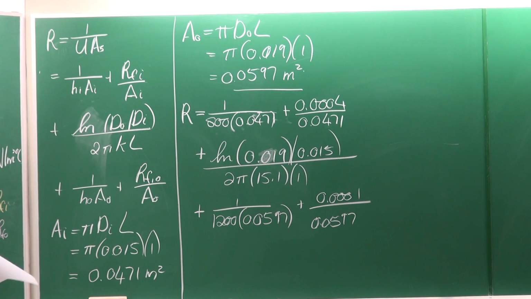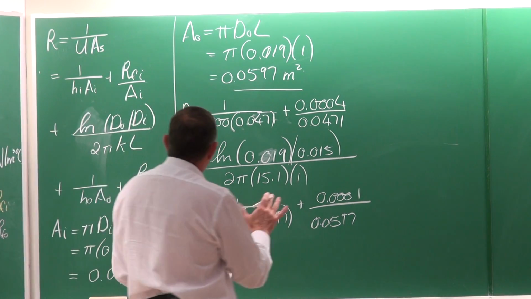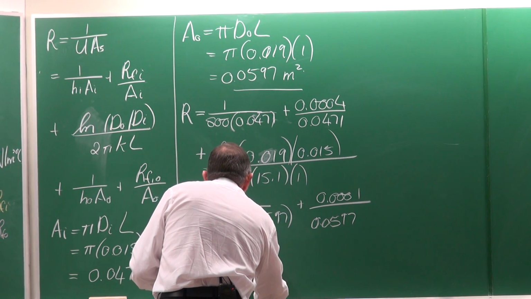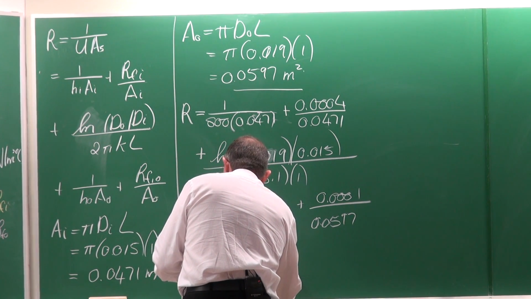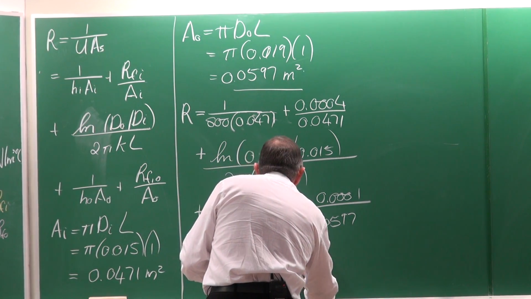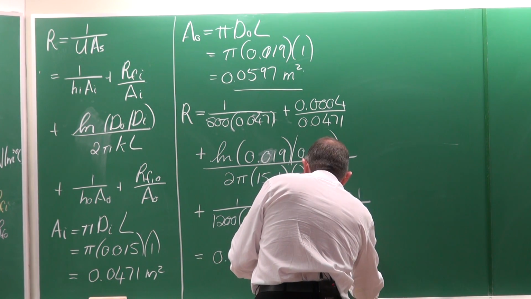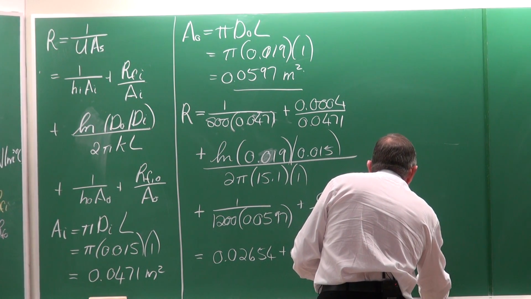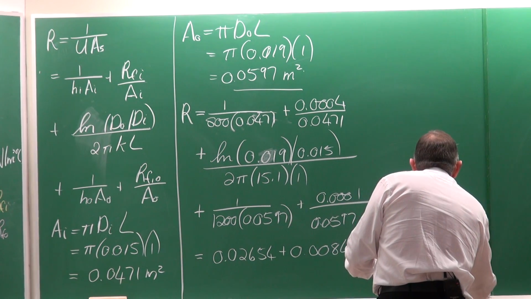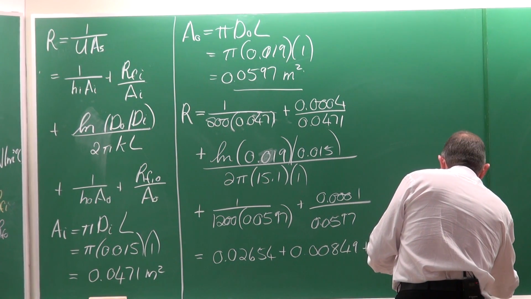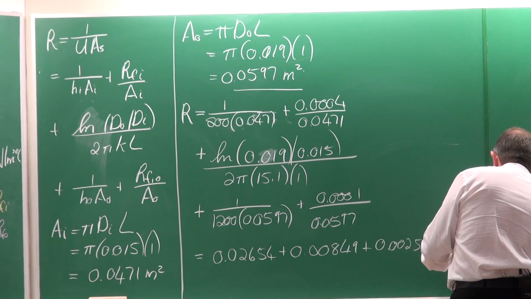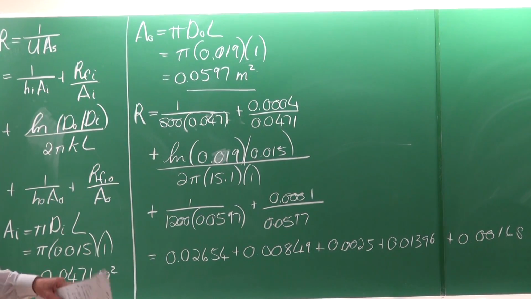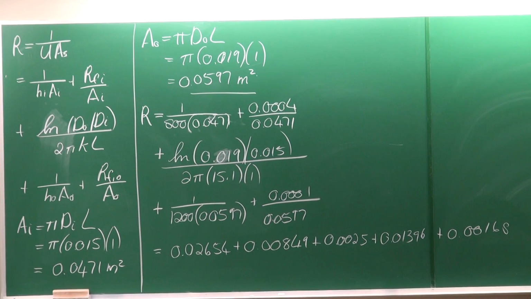Now most people will take something like that and they would just add it together. I would like to ask you not to do that. I want you to rather write out these terms so that you can look at it. So that is equal to 0.02654 plus 0.00849 plus 0.0025 plus 0.01396 plus 0.00168. Because what is important is the relative sizes of all these components.